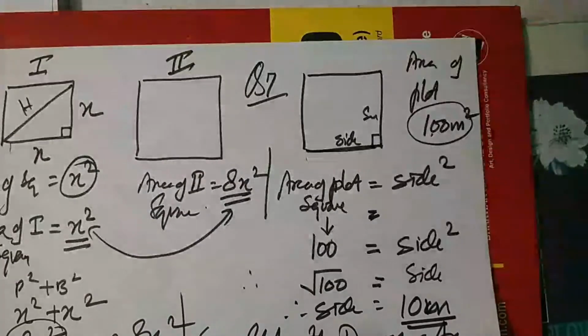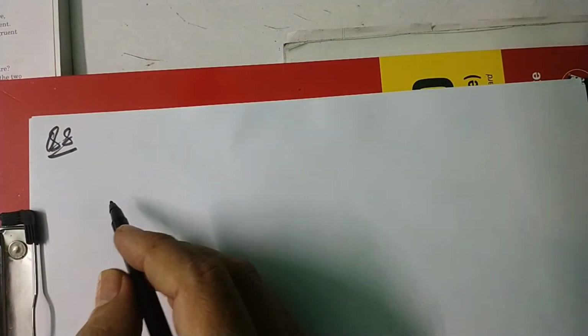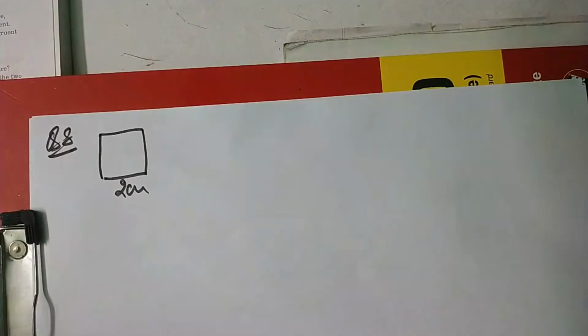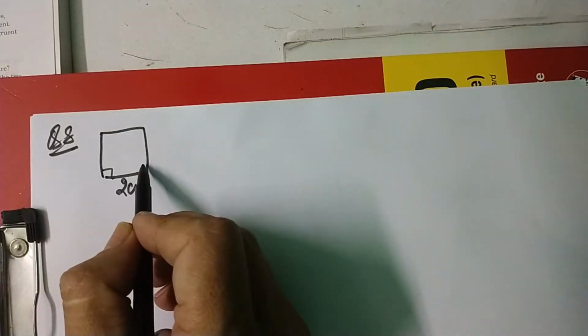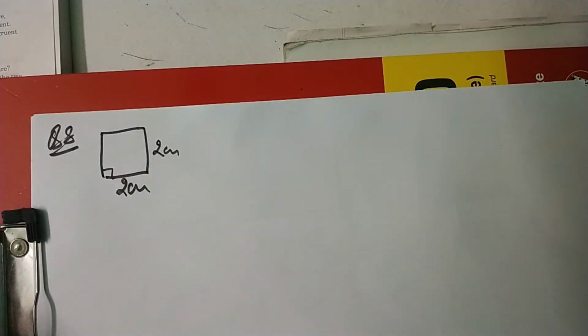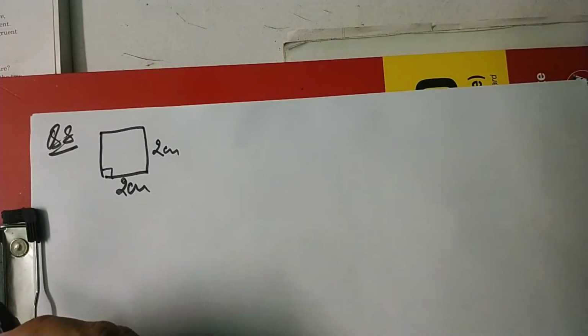I'll continue. Let's continue to do at least 10 questions. So now question number 8. Starting with a square of side 2. There is a square whose side is 2. Ravi applies Pythagoras theorem 3 times. What is the area of the final square he obtains?